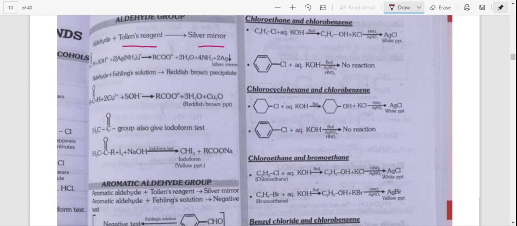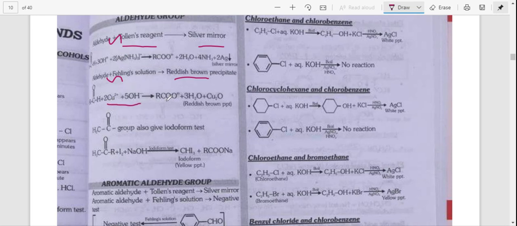When aldehyde is added to Fehling solution, the first one is Tollens reagent, we will get silver mirror. When we add it to Fehling solution, we will get reddish brown precipitate. See here, Fehling solution with aldehyde, copper plus 5OH- gives RCOO- plus 3H2O plus Cu2O, and this Cu2O is the reddish brown precipitate. And C double bond O with CH3 group gives iodoform test.